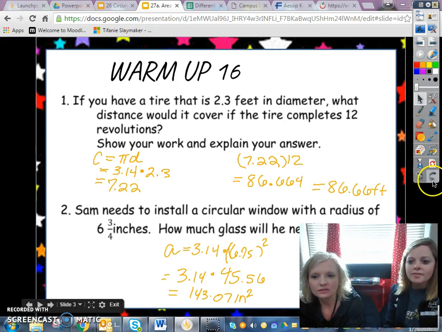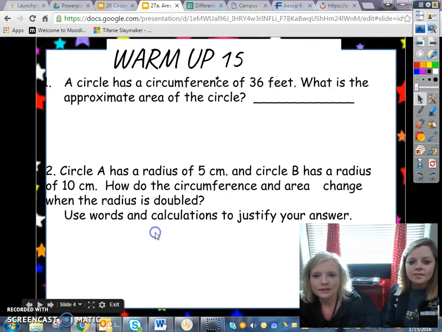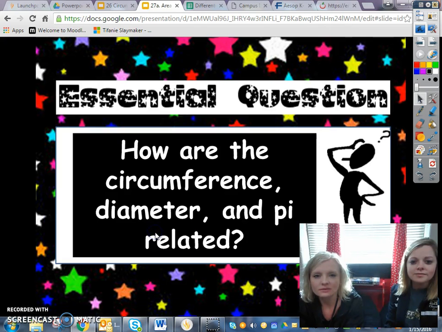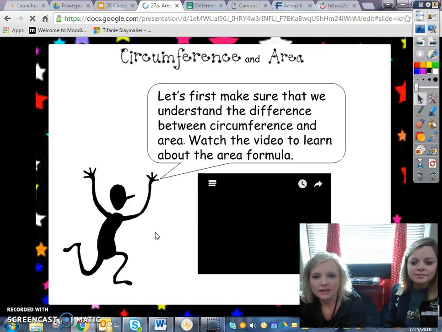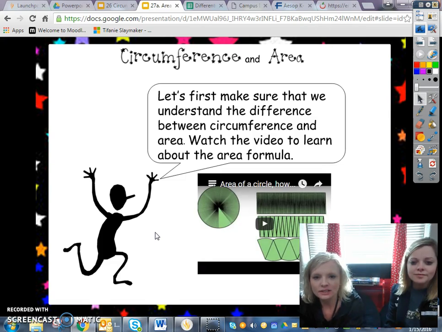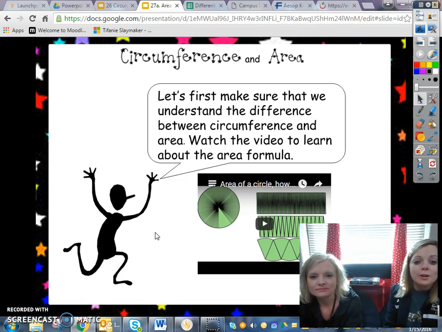On to the mini lesson. The first thing that we're going to do is watch a video covering how circumference and area are related. If you will go ahead and pause this video and watch the video on the screen, then we will be back to explain it to you. Since this is a video, you'll have to go to this actual slide in the actual PowerPoint, and then you'll be able to watch it.